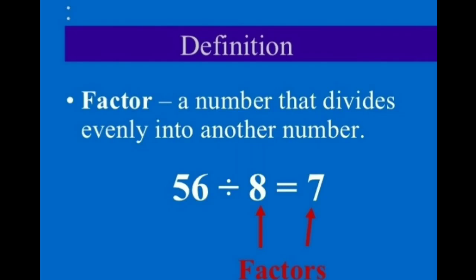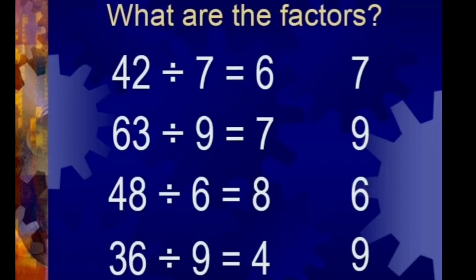We have taken many examples like 42 divide 7 is equals to 6. So, 7 and 6 are the factors. 63 divide 9 is equals to 7. So, 9 and 7 are the factors. 48 divide 6 is equals to 8. So, 6 and 8 are the factors, whereas 36 divide 9 is equals to 4. So, 9 and 4 are the factors.